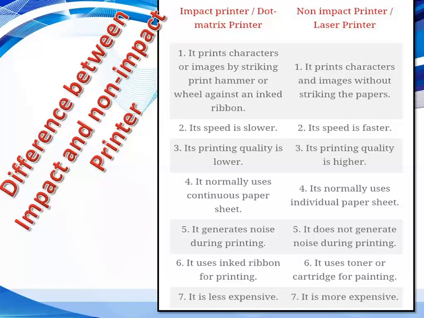An impact printer normally uses a continuous paper sheet, but a non-impact printer normally uses individual paper sheets. An impact printer generates noise during printing, it is very noisy, but a non-impact printer does not generate noise during printing. An impact printer uses an ink ribbon for printing, and a non-impact printer uses toner or cartridges for printing. An impact printer is less expensive and non-impact printers are more expensive than impact printers.